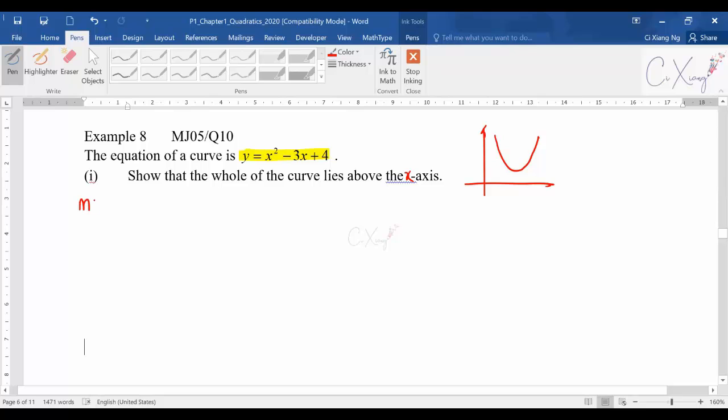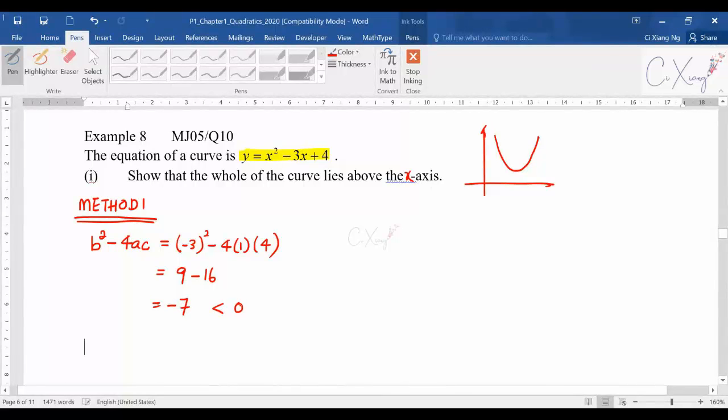Method number one. Because we just learned the discriminant, we are using the discriminant method, which is you try to find the value of b squared minus 4ac. What's the value of b squared minus 4ac? You have negative 3 squared minus 4ac. Negative 3 squared is 9, minus 16, and therefore you have negative 7, which is smaller than 0. So you get b squared minus 4ac smaller than 0.